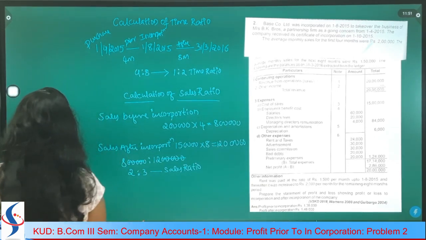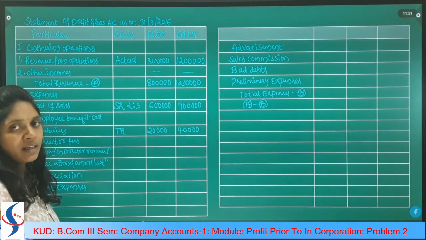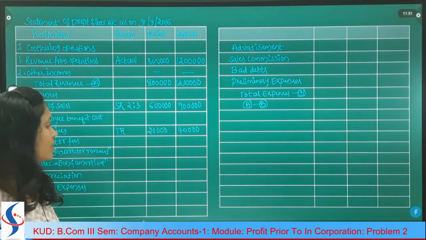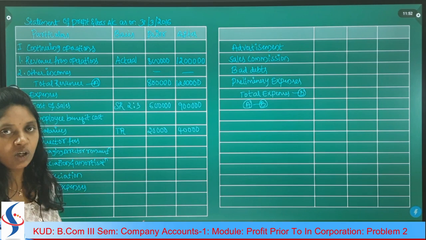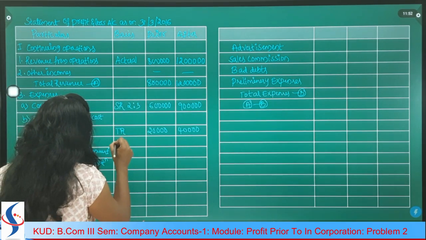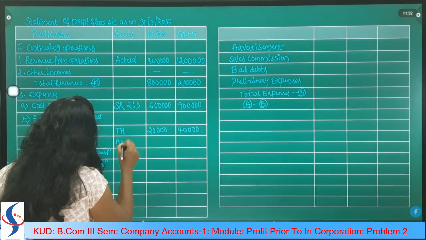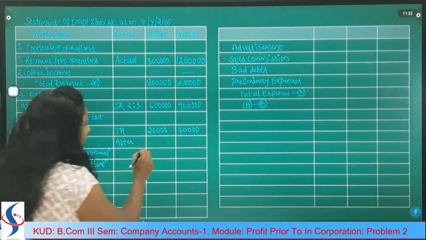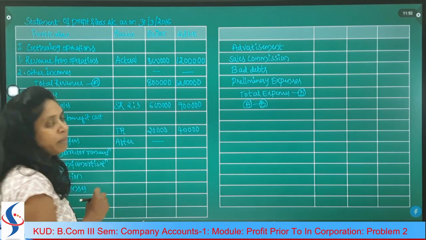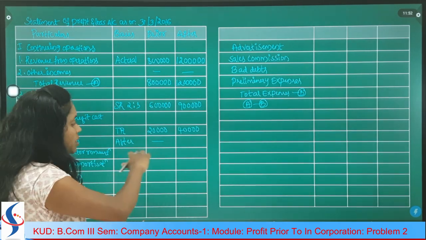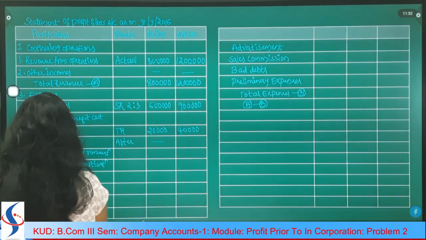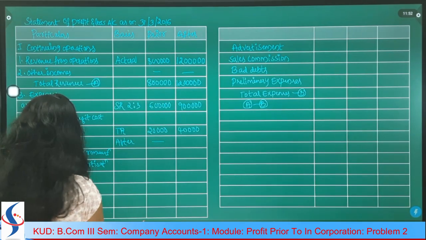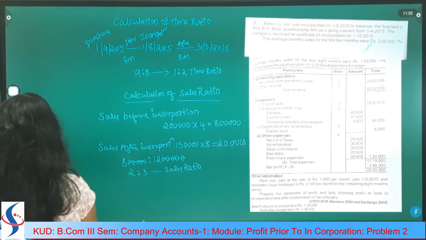Director fees. Director fees means, should we divide it using sales ratio or time ratio? No, we will not divide the director fees because directors will come only after incorporation. So it will come only for the after incorporation period. So in the basis column you can write it as after only. Then what to write in the prior column? No need to write anything, just put a dash. The total amount will come for after incorporation only. How much is it? 20,000.